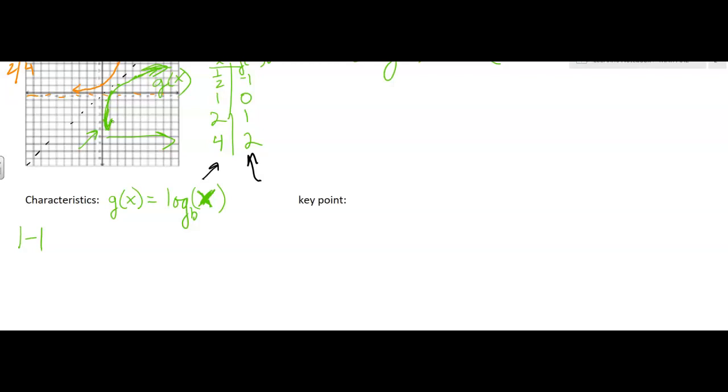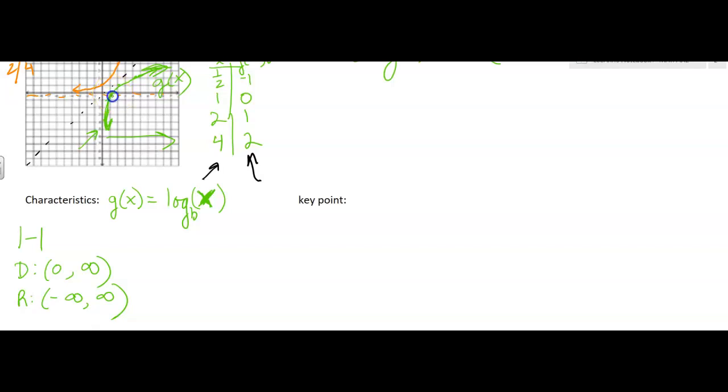We told you about the domain. The domain was from 0 to infinity. And the range, we talked about that. The range was negative infinity to infinity. And now we're going to talk about some points on the graph.